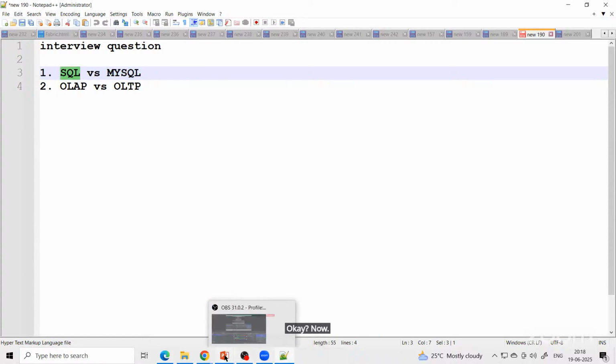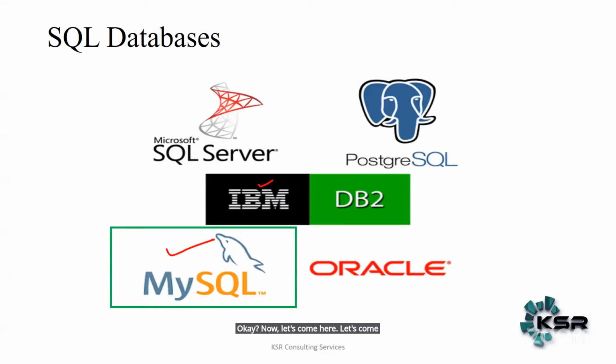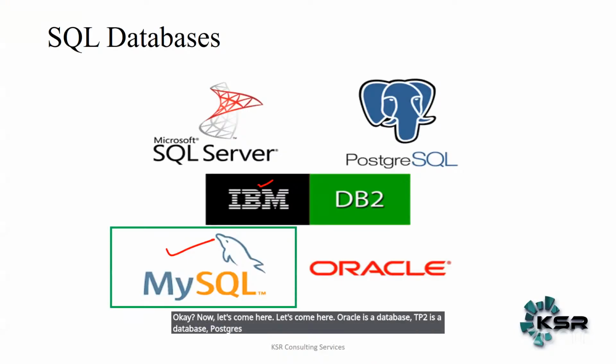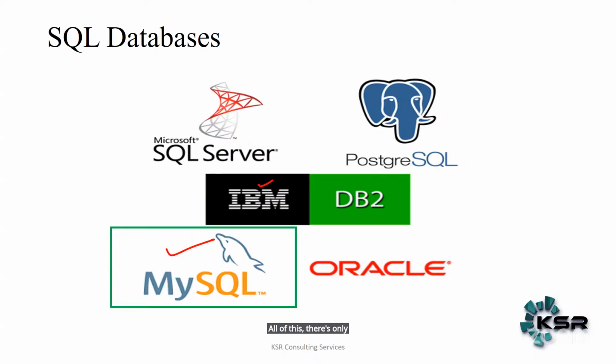Now let's come here. Oracle is a database. DB2 is a database. Postgres is a database. IBM is a database. SQL Server is a database. For all of these, there's only one common language, which is SQL. Now let's get started with the installation.